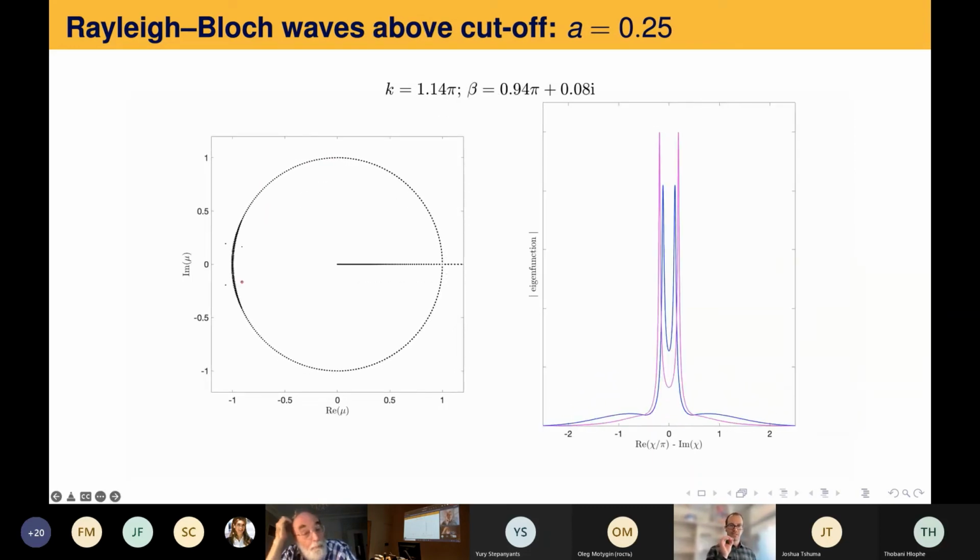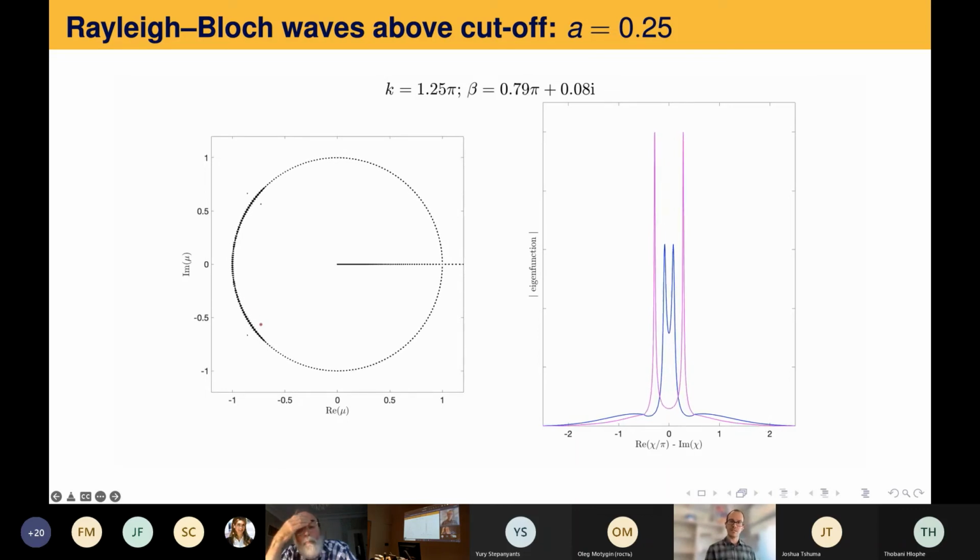Okay, now just watch, something interesting is happening now. What I've done is I've restarted the movie just above the cutoff.